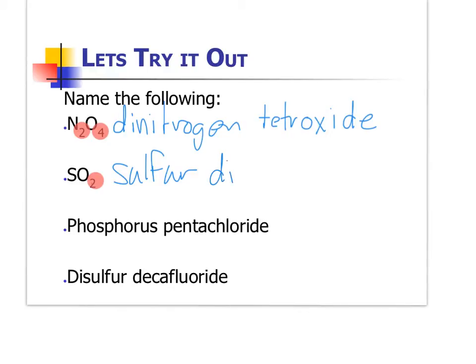I think I misspoke and called it disulfur. So it's dioxide.